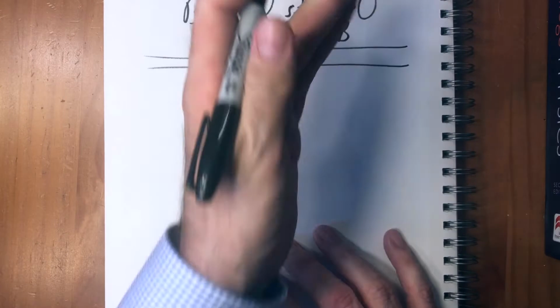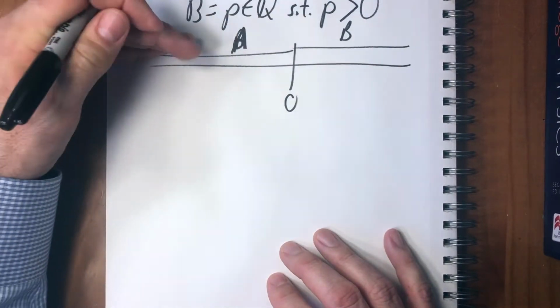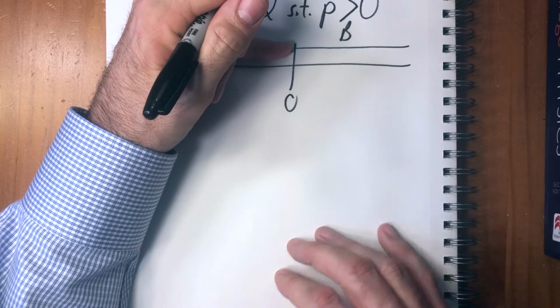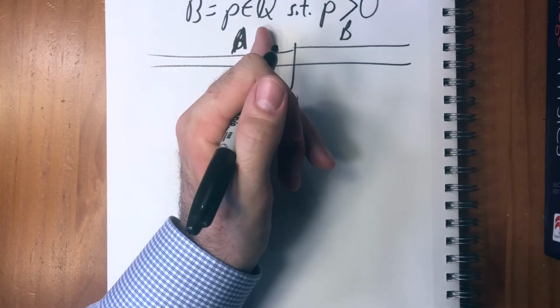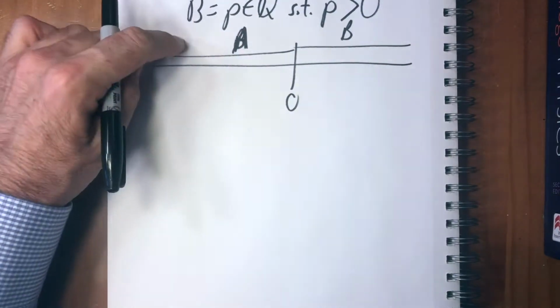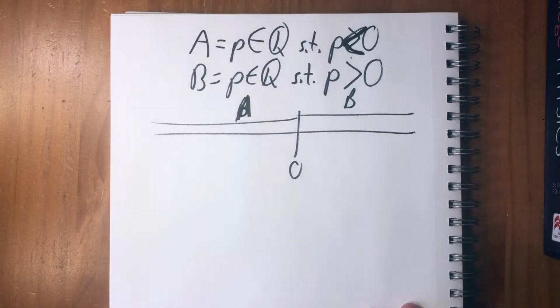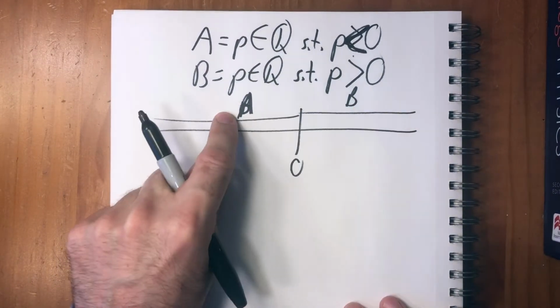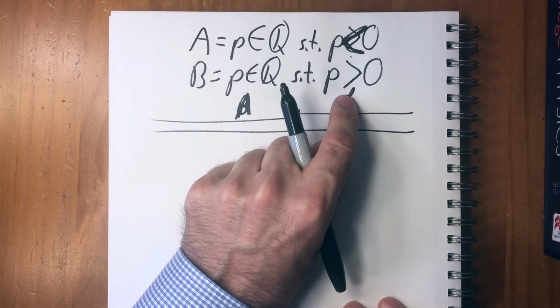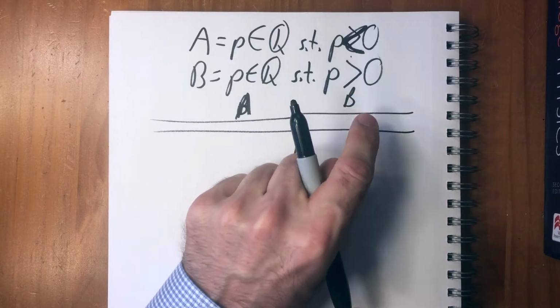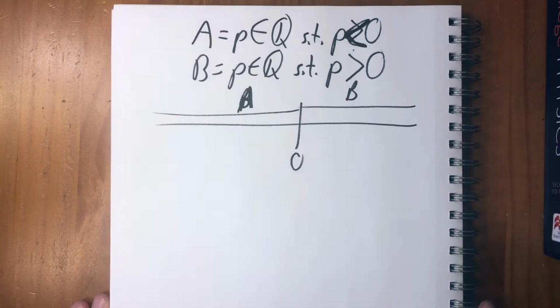And at the same time, 0 is the greatest lower bound of B, right? All of these are boundaries of B, but none of them are bigger than 0. It's all the same situation. The only difference is that now B is like A in that its greatest lower bound is not in the set.